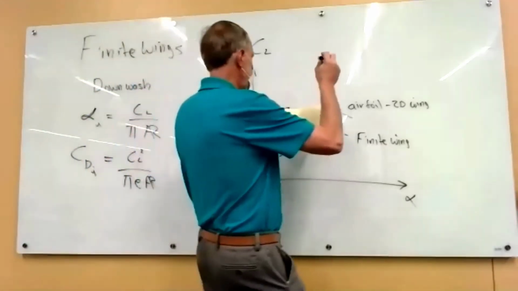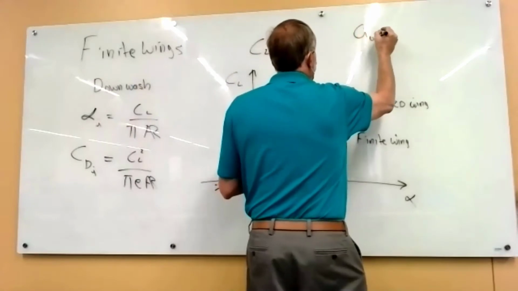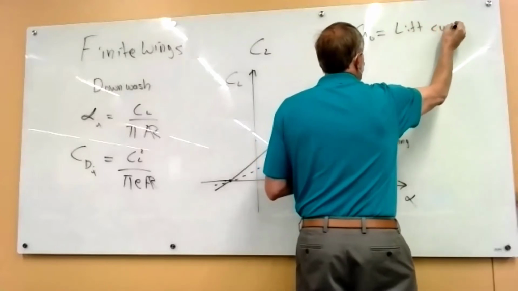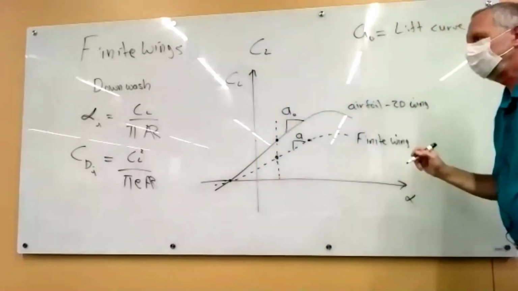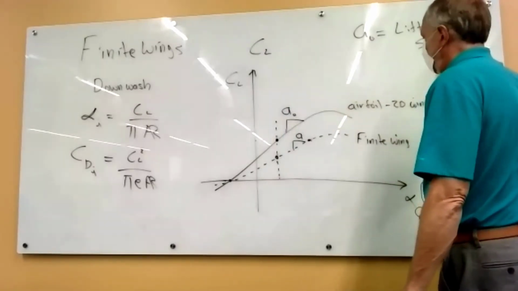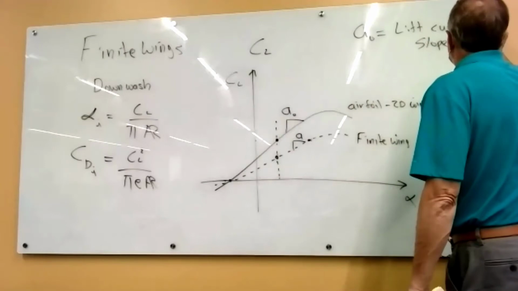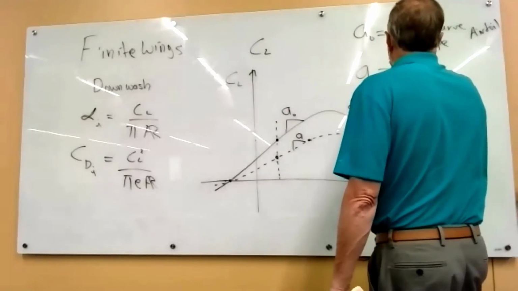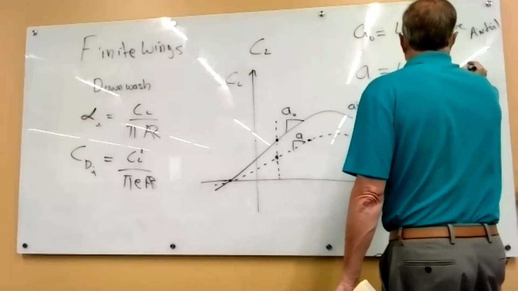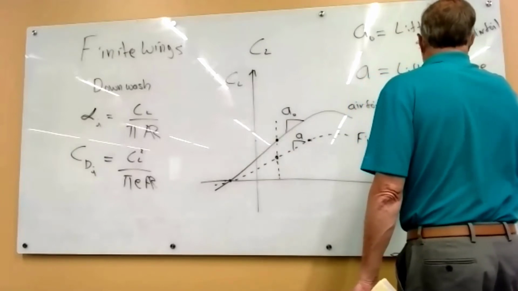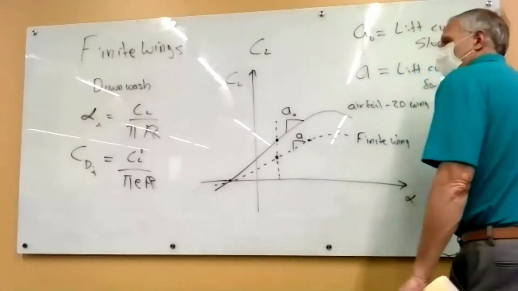So make sure you write that down in your book or your notes. A0 is the lift curve slope. It's called that because this is the lift curve, and it's the slope of that lift curve. So this is for an airfoil. And then A is the same deal for the finite wing.